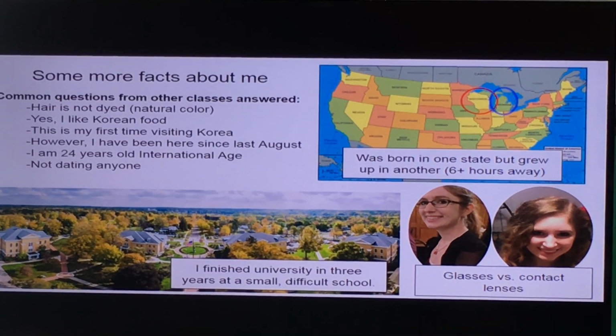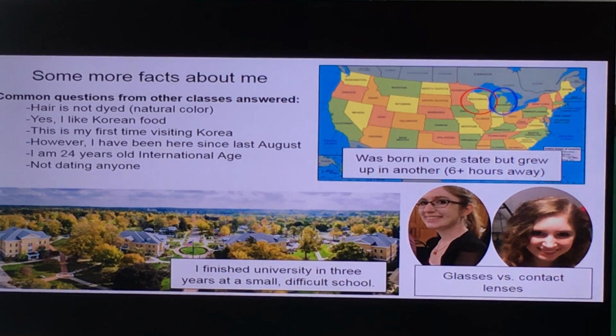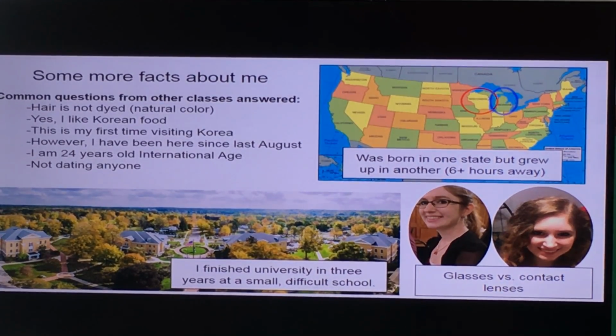I do like Korean food, and I've had plenty of it now that I've been here for half of a year. This is my first time visiting Korea, but I have been here for about 6 to 7 months now. So I've gotten used to things. It has been a while. So it's not as if I just came here. I've been here for, as of August, it will be a year.